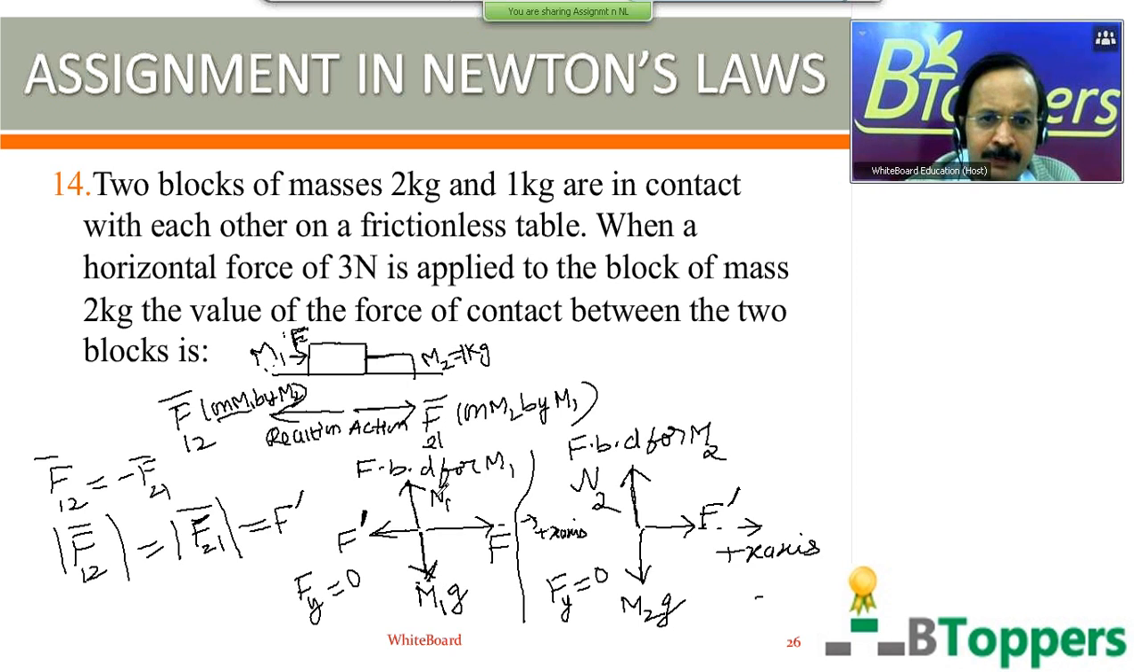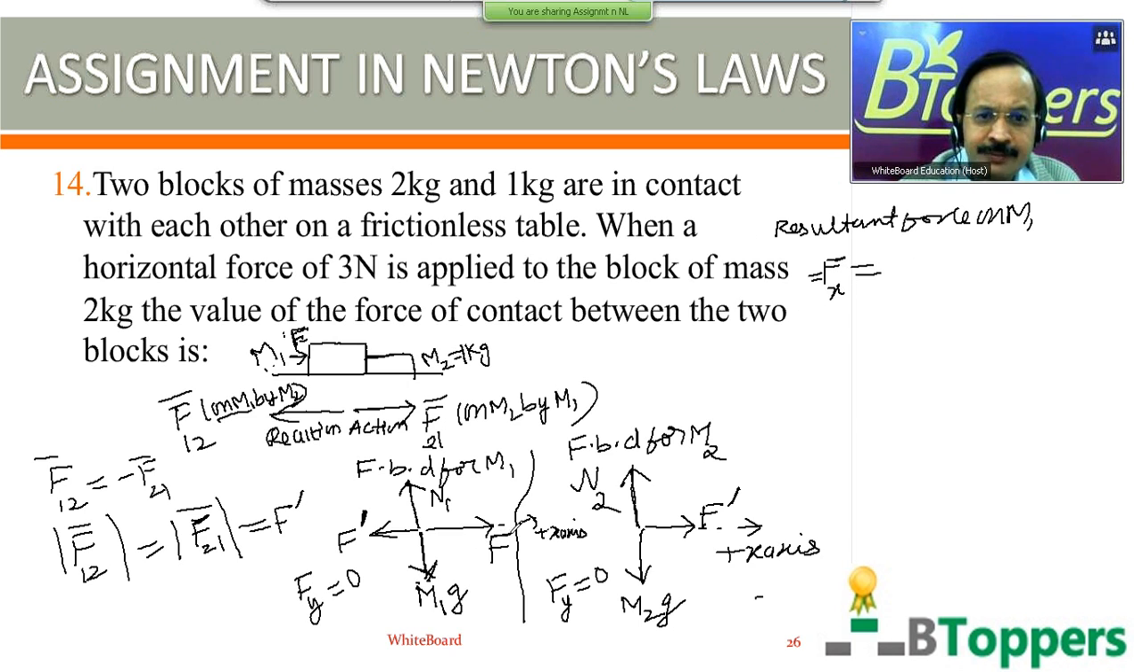That means the weight M1G of the first block is balanced by the normal reaction N1. The weight M2G of the second block is balanced by the normal reaction N2. So the resultant force on M1 will be equal to the resultant of the forces acting in the horizontal direction. So the magnitude of the resultant force on the mass M1 is equal to the resultant of the forces in the horizontal direction, or we write Fx. Here F is the magnitude of the horizontal force.